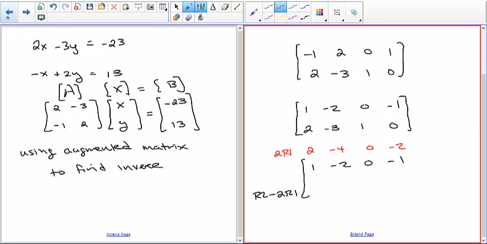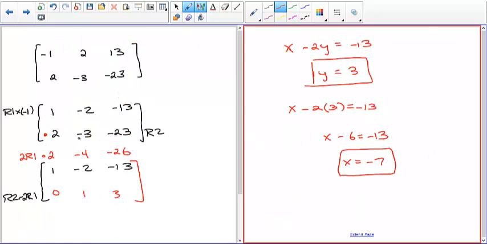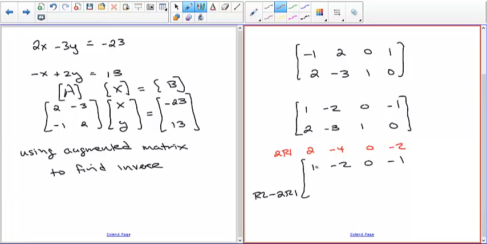Do we have something like that before here? 2, -4, yeah. We had this other one, which we don't have when we do the inverse matrix. Okay. So now we're going to take row 2 and subtract 2 times row 1.